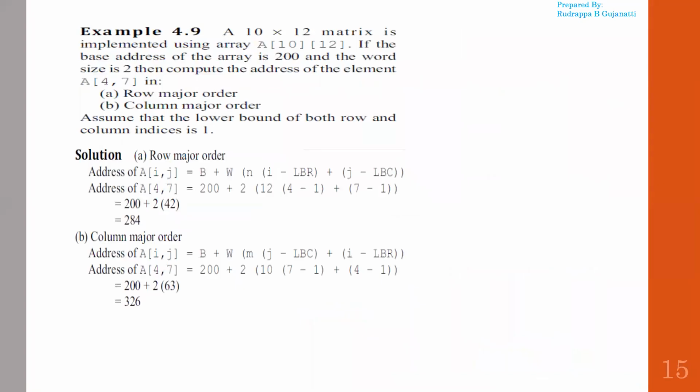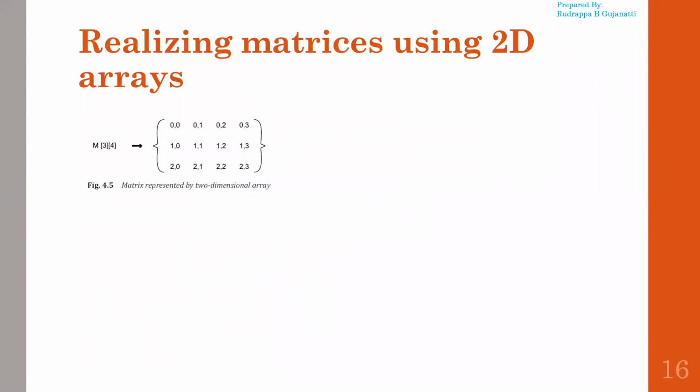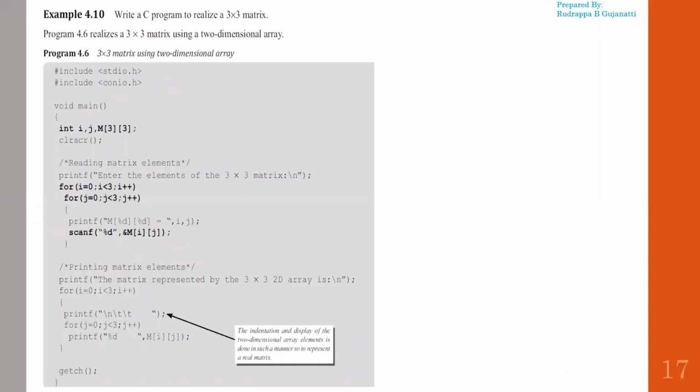And we solved a problem pertaining to what is the address of the element when the row major order is followed and what is the address of the element when the column major order is followed. So these were the few aspects we had discussed. So let us continue from where we had stopped yesterday.